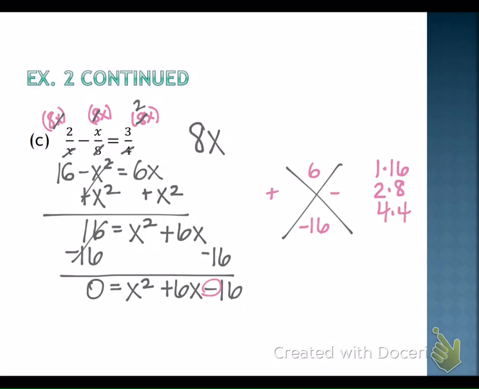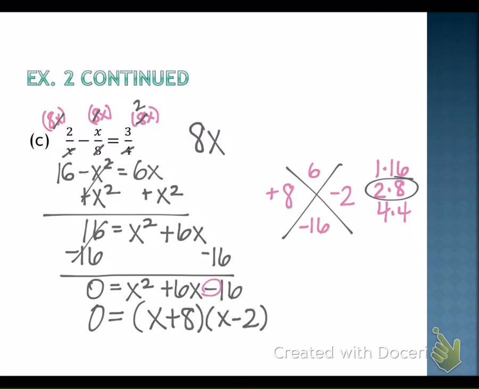All right, but we found it. What is the number? 2 and 8. We're going to use 2 and 8. 8 is positive, 2 is negative. Awesome. So we have 0 equals x plus 8 and x minus 2. Are we done? No, because what do we have to do next? Put them both equal to 0. Set each set equal to 0.